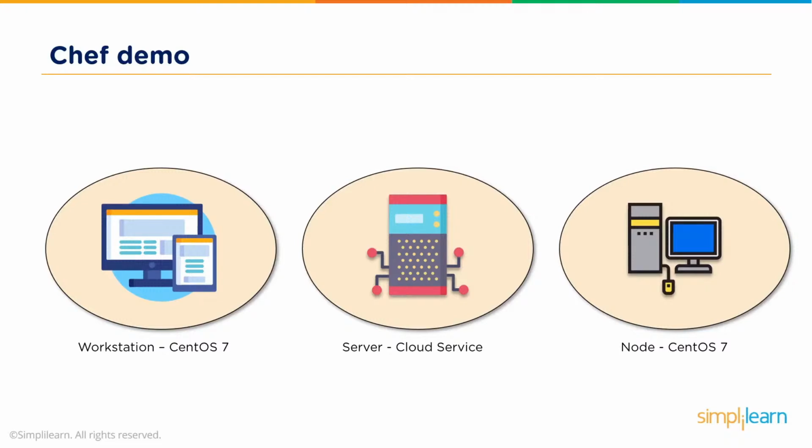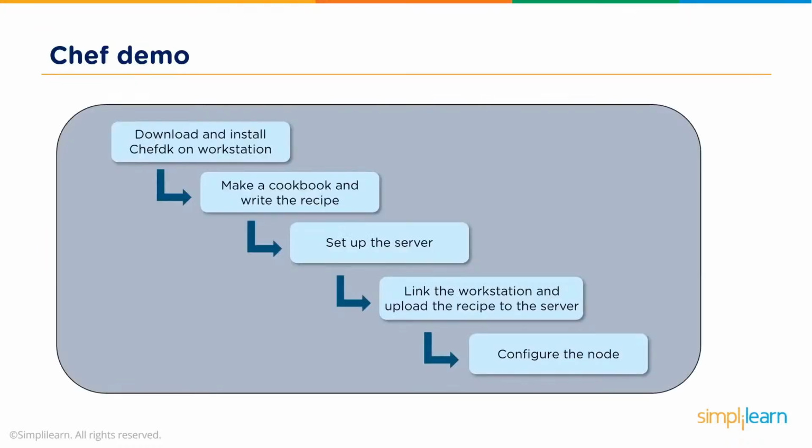So we are just using one node to make things simple. The server will be used as a service on the cloud. Now these are the steps we'll be performing during our demo. We'll first download and install the Chef DK on our workstation. We then make an empty cookbook file and we'll write a recipe into it.